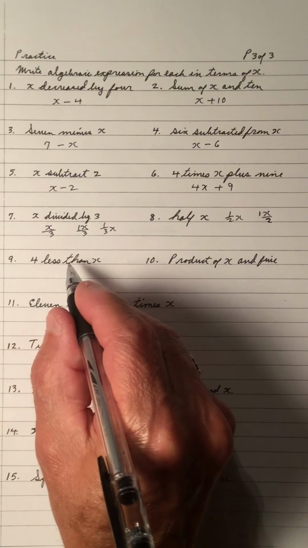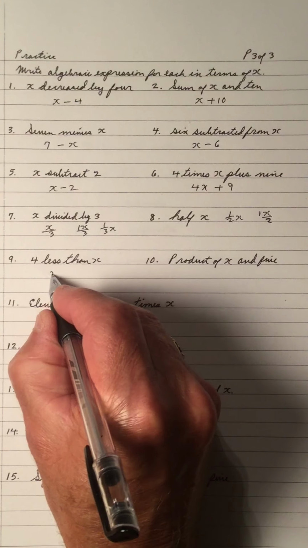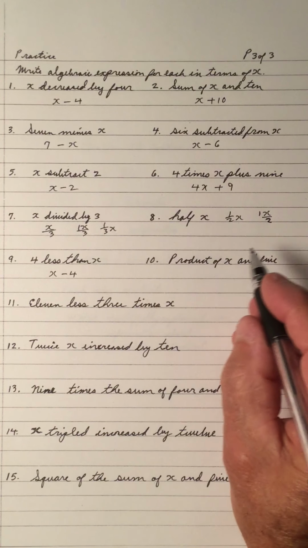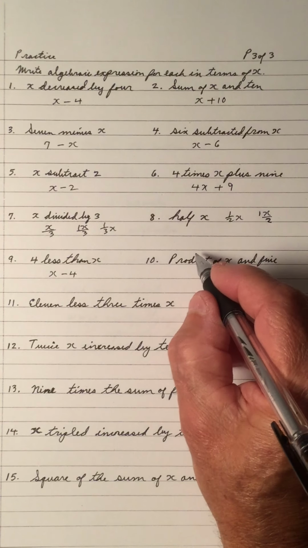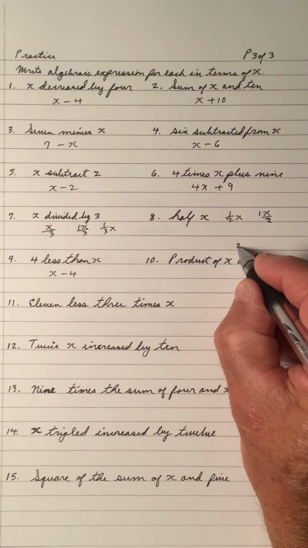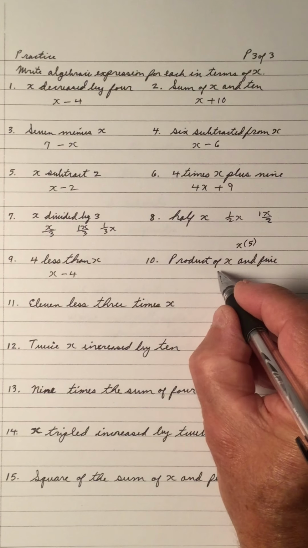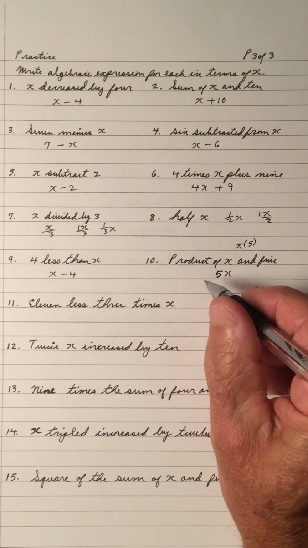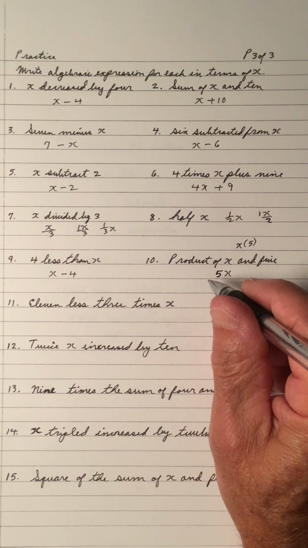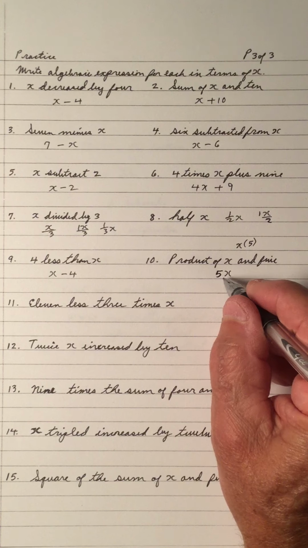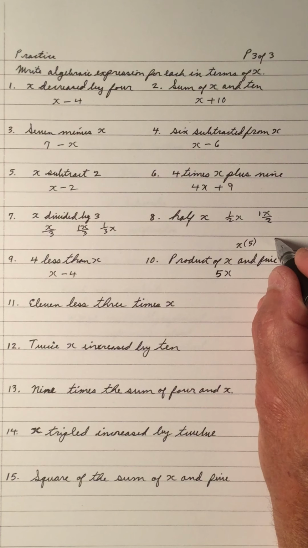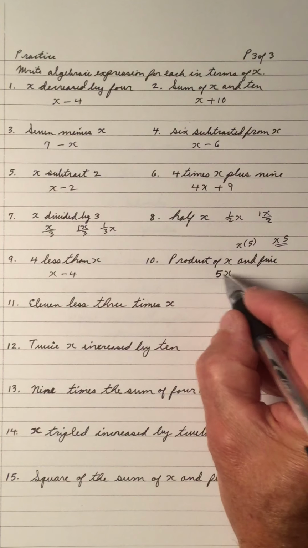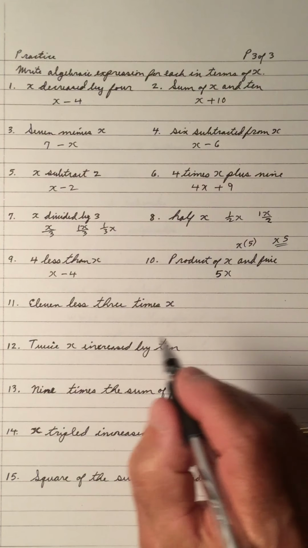Number 9, 4 less than x. 4 less than x is x minus 4, because less than changes the order. 10, product of x and 5. Product means multiply, so it's x times 5, but we prefer to write it as 5x, because when you have a number and a variable, we always put the number in front. So put the 5 in front, 5 times x.